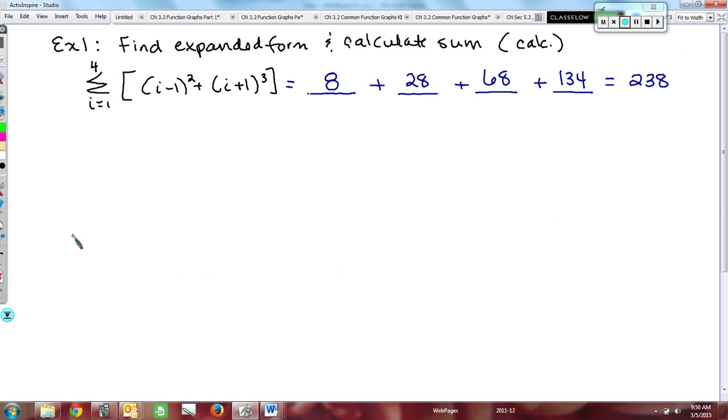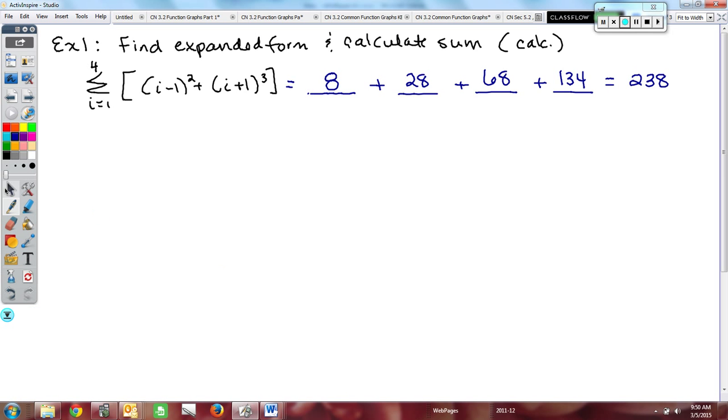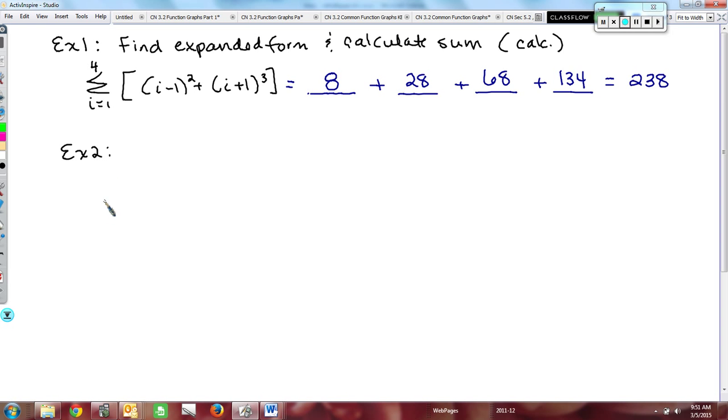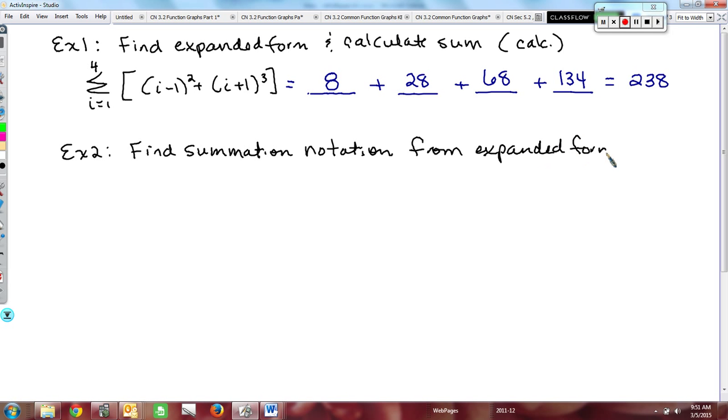All right, let's look at another example. Now, this one, I gave you the formula, you expanded it, and found an answer. So that's all pretty basic. Now, in example 2, what I want to do is work the other way. I want to find the summation notation from the expanded form. So in other words, you're going to work backwards.